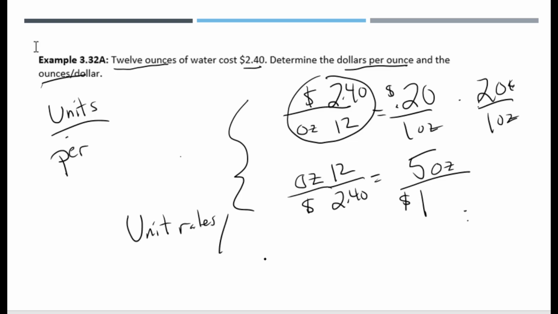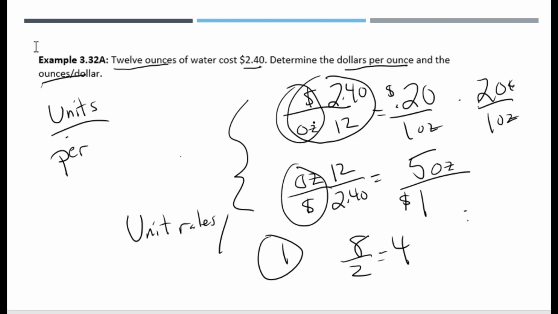which is per 1. So when you divide two numbers, like 8 divided by 2, you get 4. But when you have units like this, the bottom number does not go away. You need that 1.